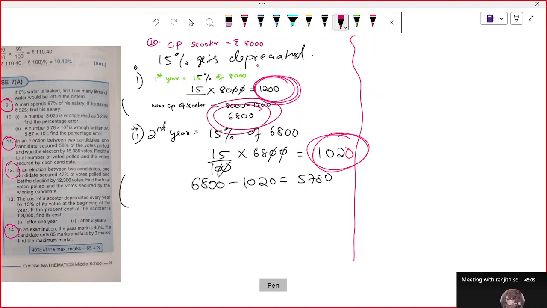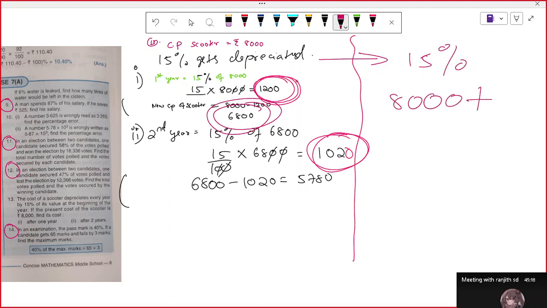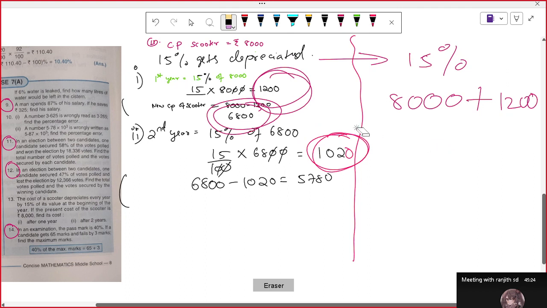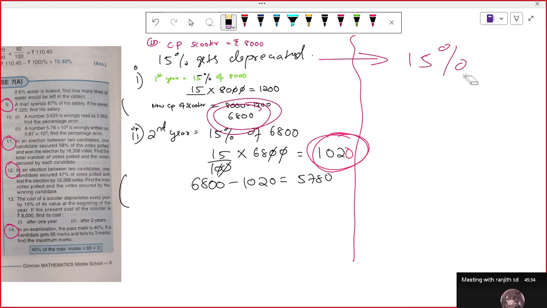Look, for everything, in the first method depreciation is 15%. If it's increasing, if 15% is increased, what will the answer be? 8,000 plus 1,200. So what is the new cost price? 9,200. For the next year, another 15% is increased; calculate based on that. But here they have asked only the depreciation value, the 13th one.